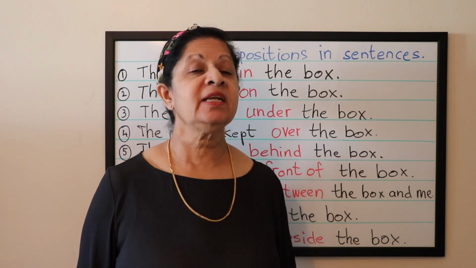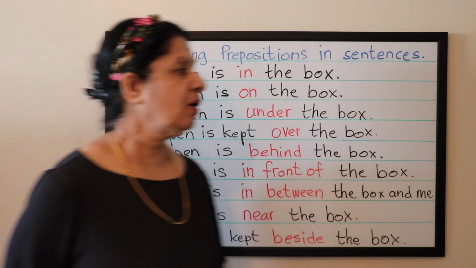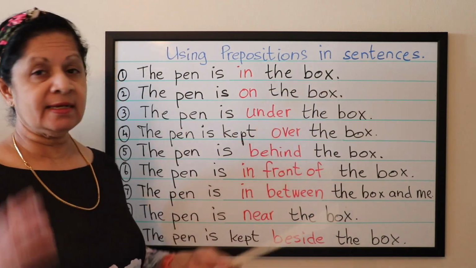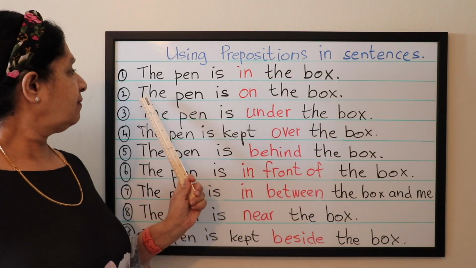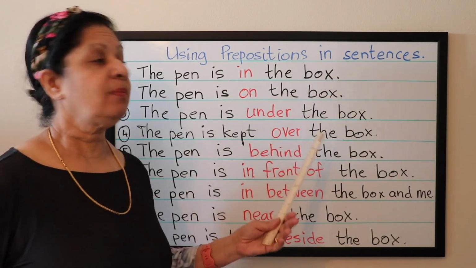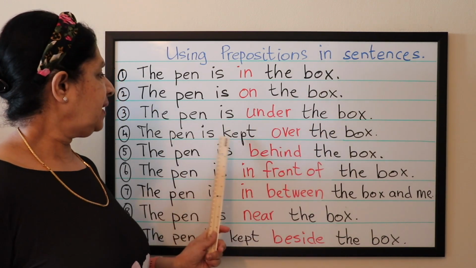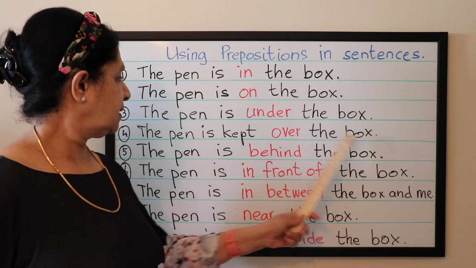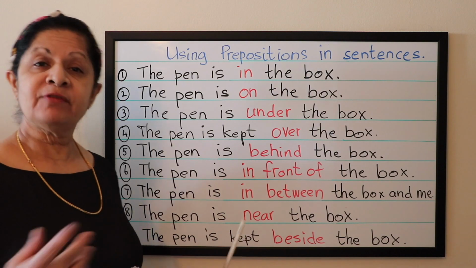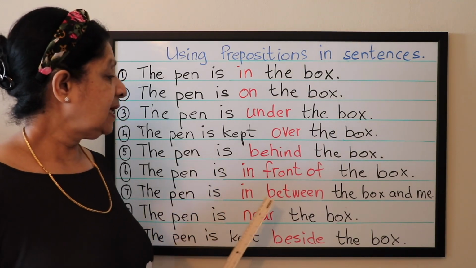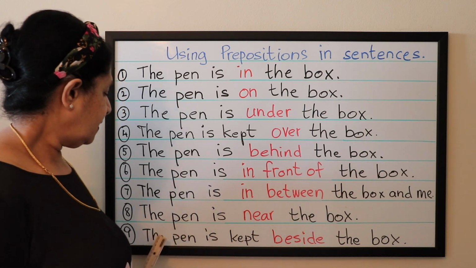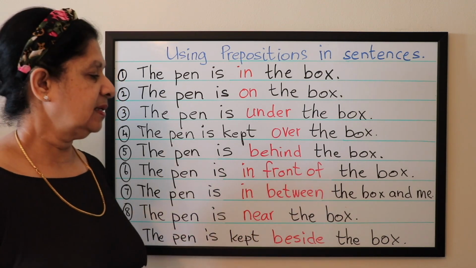So I'm going to show you the connection between the preposition and the noun. The pen is in the box. So we know that it's in the box. The pen is on the box, on top. The pen is under the box. The pen is kept over the box. The pen is behind the box. The pen is in front of the box. The pen is in between the box and me. The pen is near the box. The pen is kept beside the box.